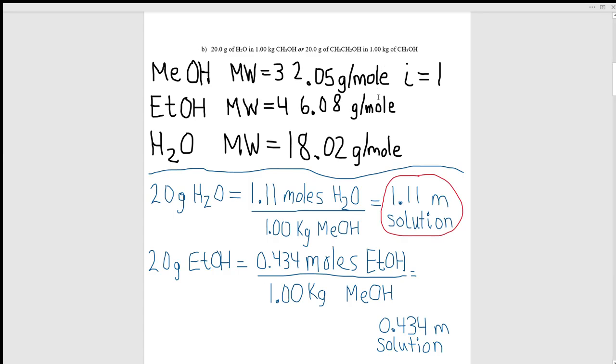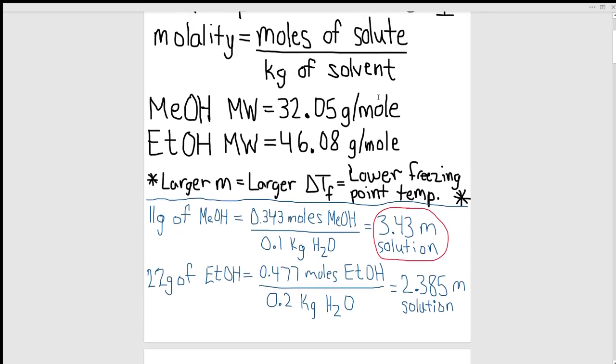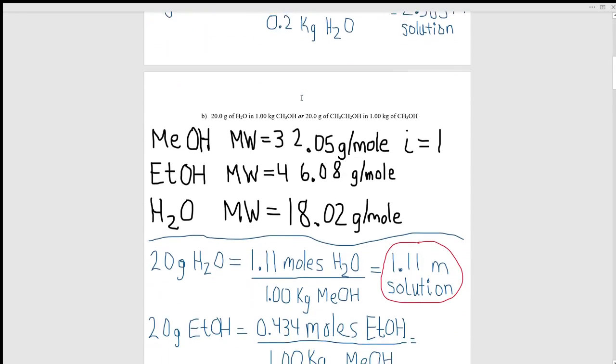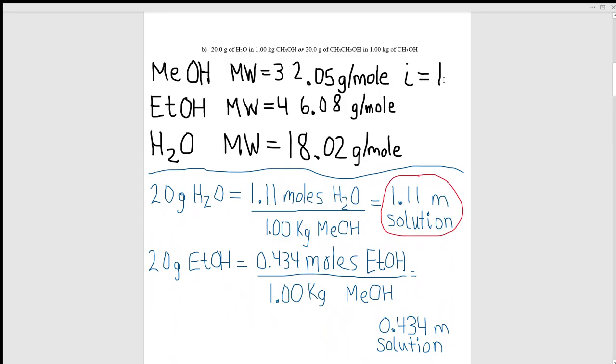Again, we're going to use the same equation as before, which is the ΔT_f = K_f × m × i equation. In this case, for part B, i is equal to 1 again. We're also using the same solvent in both situations, methanol, versus the water that we had last time. Being that we're using the same solvent in both of these situations, the K_f value is going to be the same in both equations. So the only point of difference between these two for comparison is the molality. So let's go ahead and calculate that.